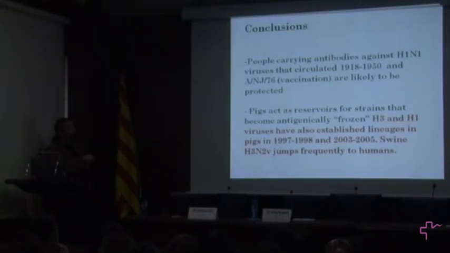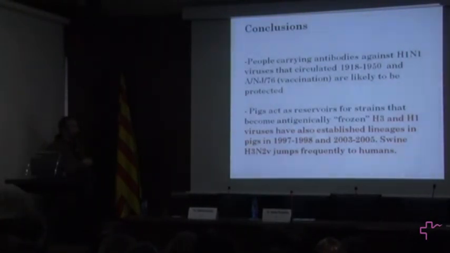In the United States there was a vaccination because of a swine scare of a virus that they thought was going to cause a pandemic. A lot of people got vaccinated against this swine 76, and still they have antibodies against this swine 76. They are protected against infection with the pandemic H1N1.